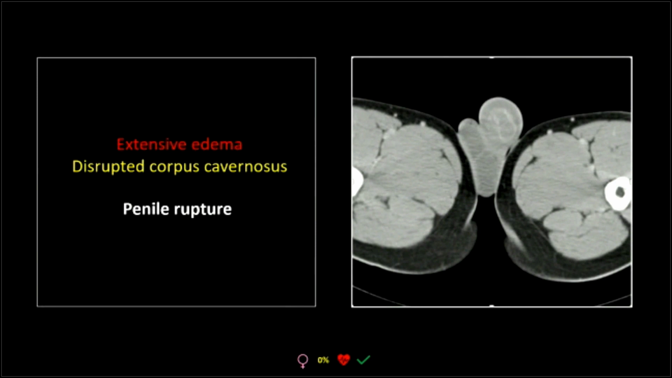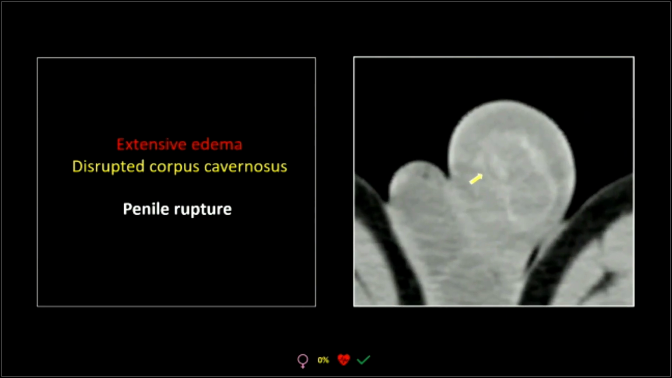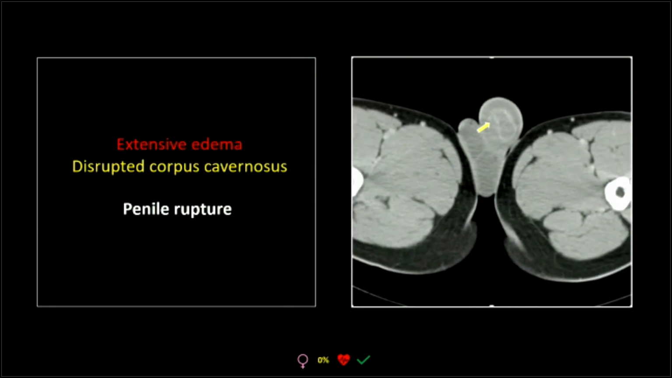This one was the fault of a woman. A penile rupture. This is a great view of a corpus cavernosus rupture. You can see it's not a perfect circle any longer, and there's actually a little bit of hemorrhage within the corpus cavernosus, and there's a great deal of penile edema just in the soft tissues surrounding it.